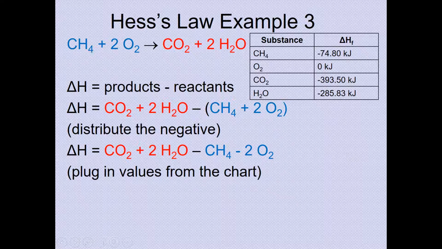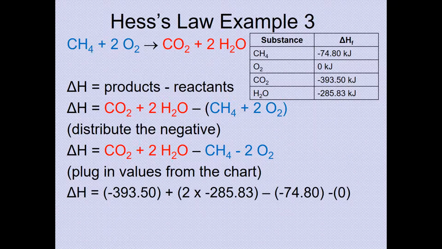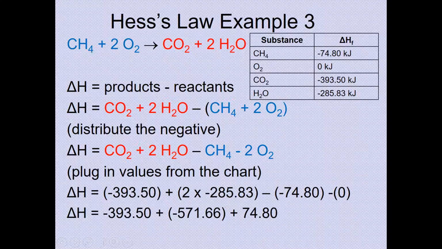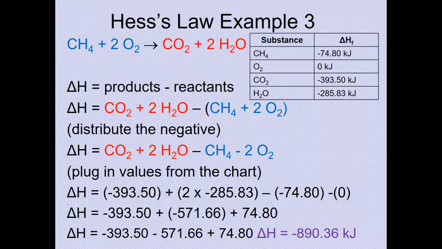Now we're going to plug in our values from the chart. So these are our numbers straight off the chart. You will notice I multiply by any of my coefficients in there. So if I had 2H2O, I have to multiply the number for H2O by 2. And once you've done all of your math correctly, you should get a delta H of negative 890.36. Not so bad, right?